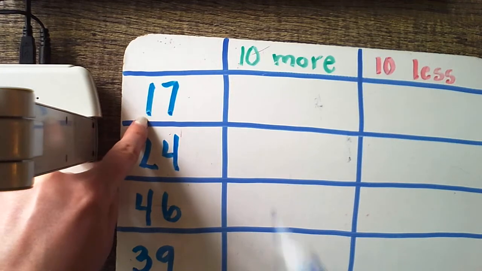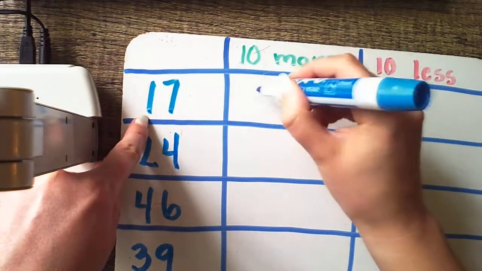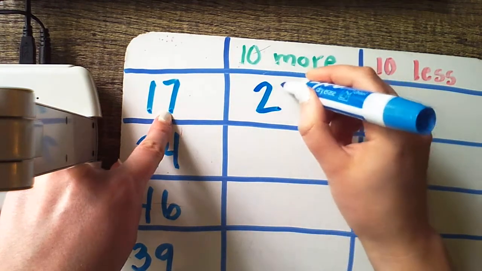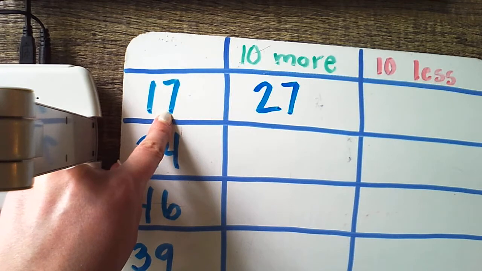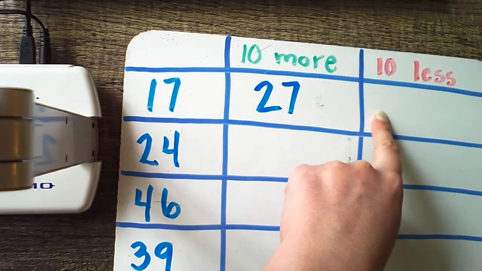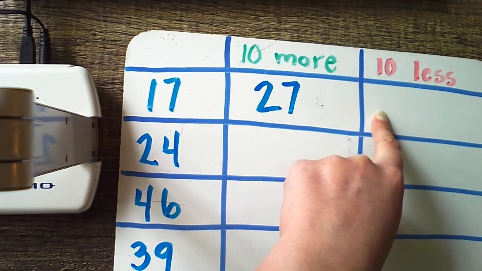Well, if I'm looking for 10 more, instead of having 1 ten, now I'm going to have 2 tens. My digit in the ones place stays the same. 10 more than 17 is 27. Now let's look at 10 less. Okay, well if I'm looking for 10 less, less means subtract, so I'm going to get rid of a 10.